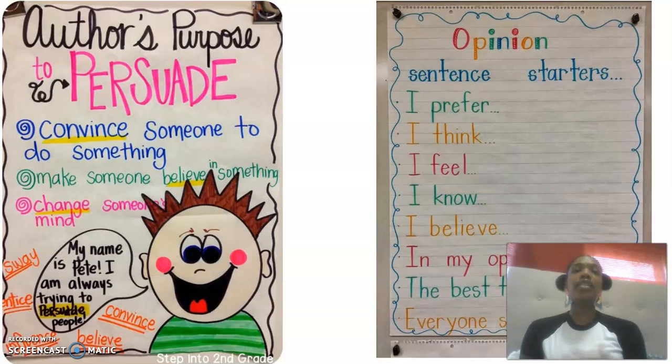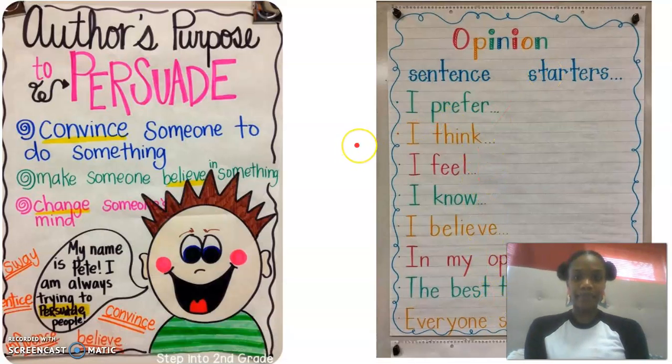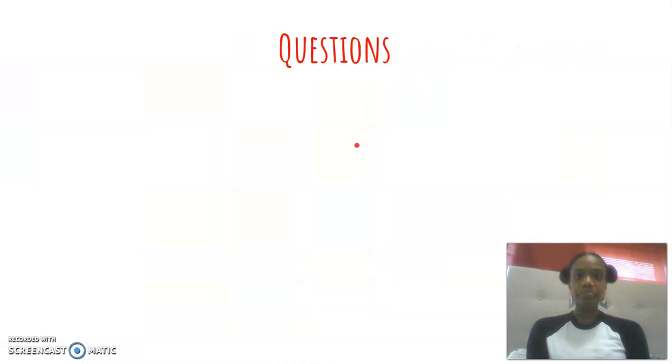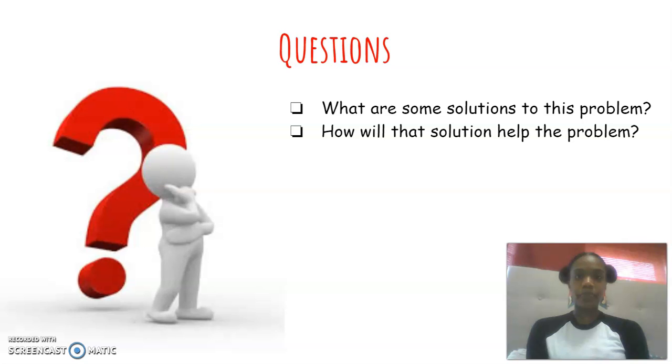You want to make sure that you are still trying to persuade your readers into one of these types of categories. And this is just our sentence starters, just for if you were having a difficult time starting your writing. These were some things that you could have said to start your writing. These were the questions that we went over yesterday about the problems and solutions.